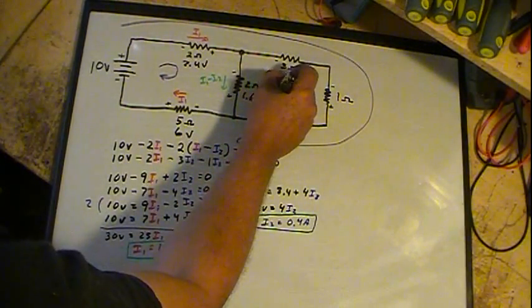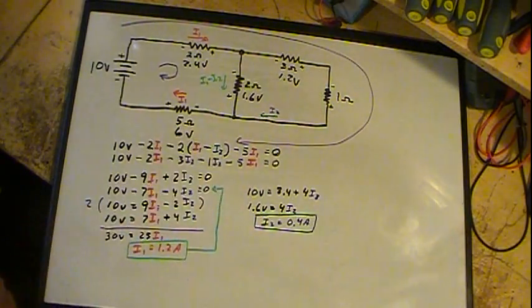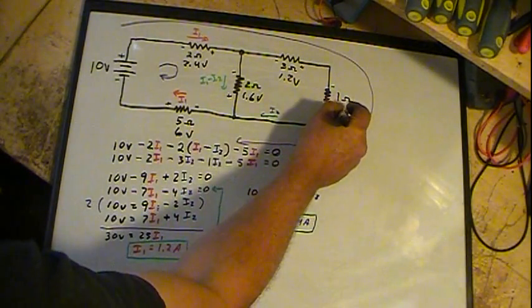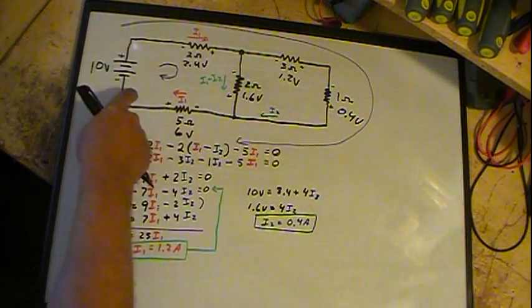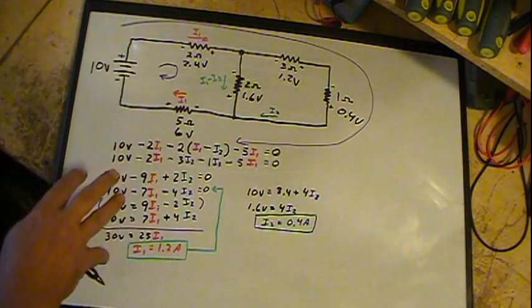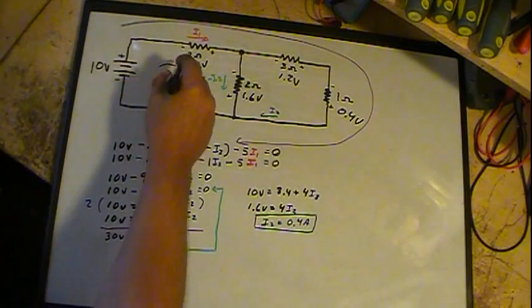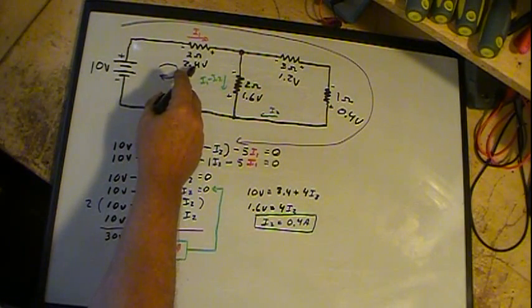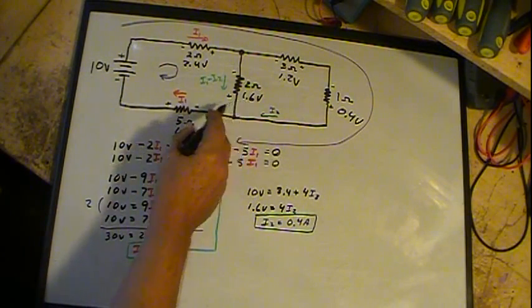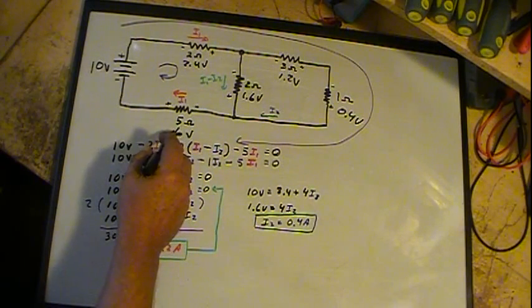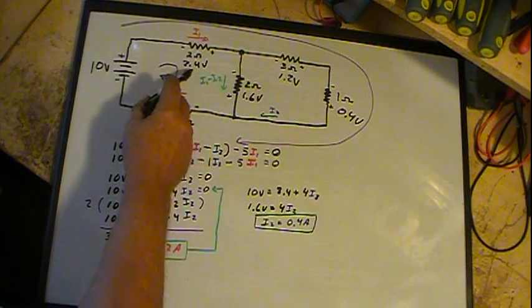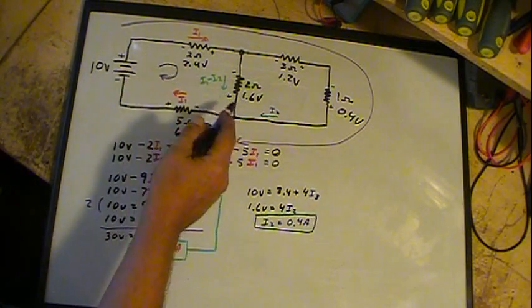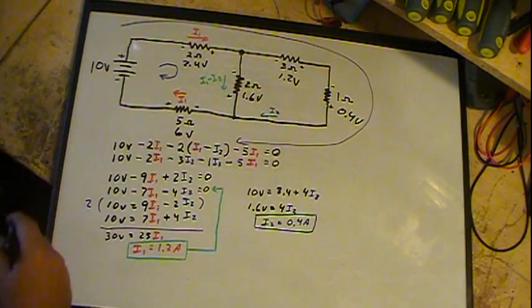This is 1.2 volts. And this is 0.4 volts. Now if I run my loop like I had and figured up 2.4 plus 1.6 plus 6 should equal 10 volts, and it does. 1.6 plus 2.4 is 4, plus 6 gives me 10.